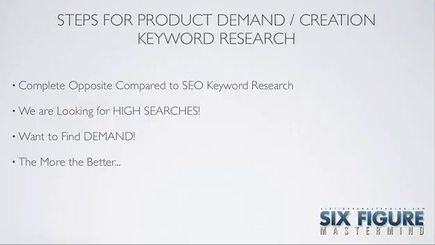Now, here are some steps for product demand and creation keyword research. What you want to do now goes against what we just talked about. We want to go for the complete opposite compared to SEO keyword research. We are trying to find people that are searching for things, with lots of searches every single month. Thousands of people are searching this stuff. That means that there is demand, and if you create a product, there's a good chance that people are going to want it. So the more the better. If you try to create a product around something that no one is searching for, then it's probably not going to do very well.